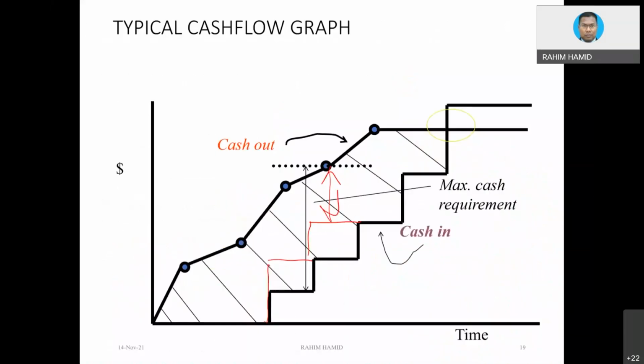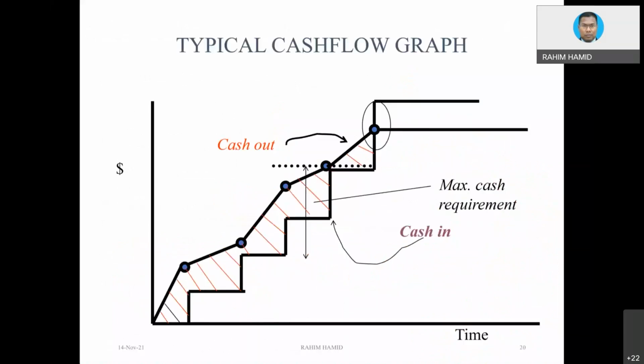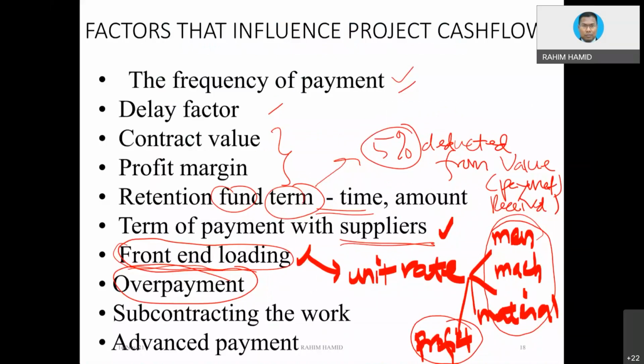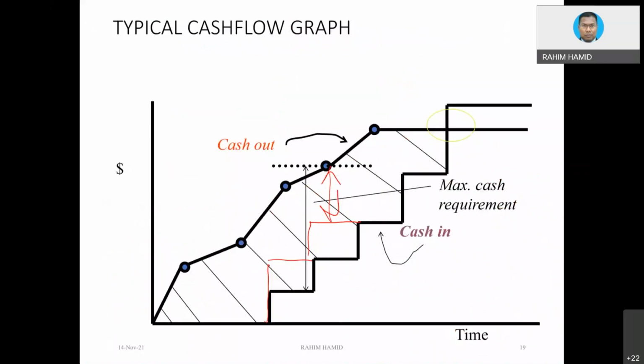At least you survive for that month. That is the idea. Okay, then subcontracting the work. Okay, subcontracting the work again. The concept is similar to the supplier. Perhaps you are not going to pay your subcontractor almost immediately. Maybe you are going to wait. Okay, you are going to wait for the payment from the client as well.